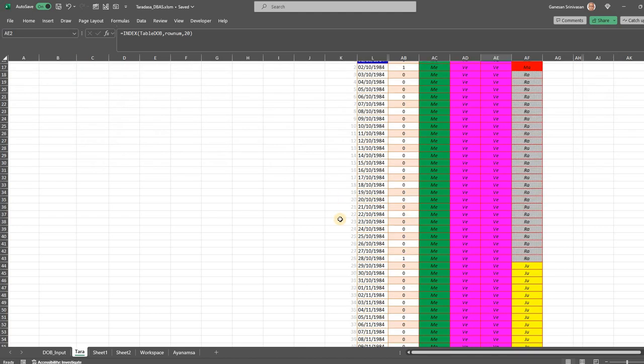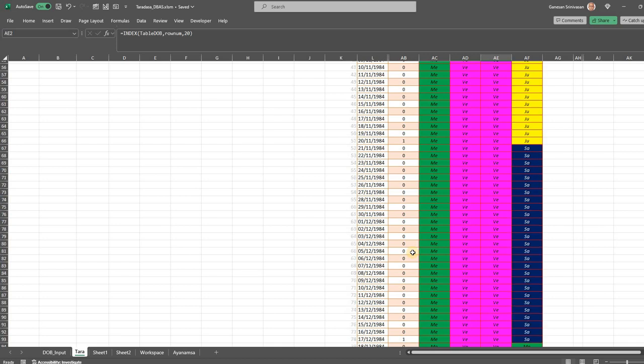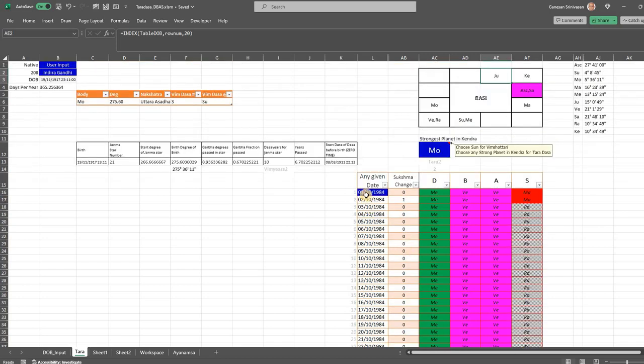What I have done here is for one year I have pulled the data. If you want to pull it for more years, just pull the rows further, and otherwise use it to find out. You will have to give the inputs here. I choose the Ayanamsa also there. Get to the Tara Dasha, just pull which name you are interested in, and then you also have to give the strongest planet in Kendra, and you have to give the date of interest. Then you get the Tara Dasha that is running for you, and you'll have to interpret it for your own self.